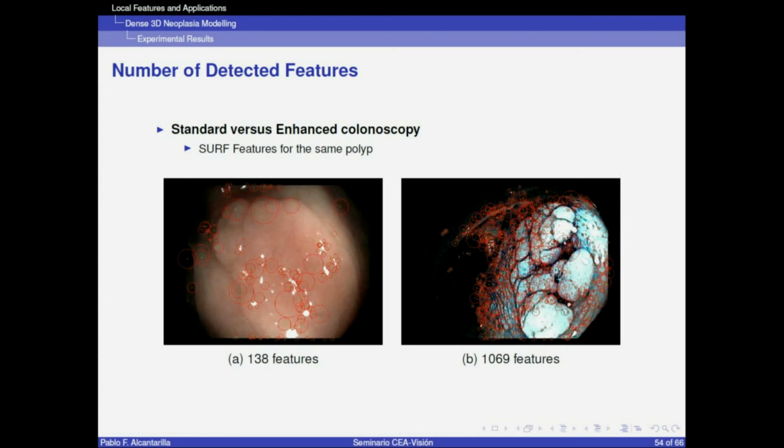The number of detected features in the first case, in this case we were detecting SURF features using the same detector threshold, is 138, compared to 1069 using chromoscopy. So the conclusion here is that when we use enhanced endoscopy, the texture is improved so much that we can reliably detect a higher number of features and then perform a structure from motion more efficiently.